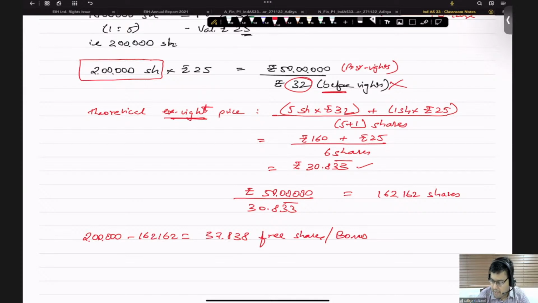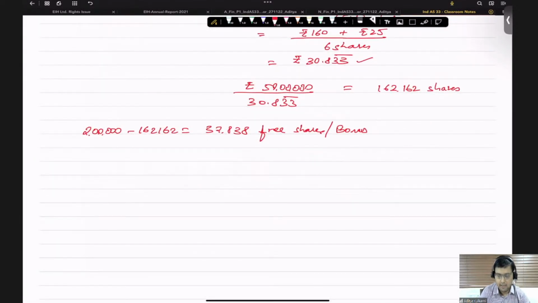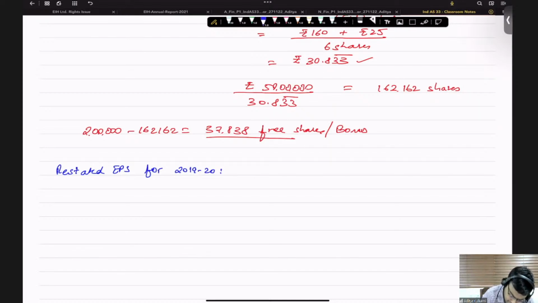So now let us proceed to calculate EPS. First we will calculate restated EPS for 2019-20. So how do I calculate that? Very simple. In earnings there is no change. It was a past earning. So this remains at 22 lakhs. Number of shares, earlier I had 10 lakhs.